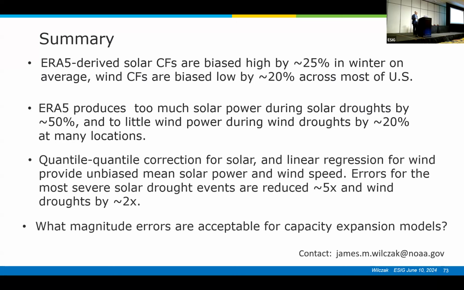And I'd like to end perhaps with just a question that I don't have the answer to, and that is: what magnitude errors would be acceptable for use in a capacity expansion model? When do we say that good enough is good enough? Obviously, these 50% errors of solar in one direction and 20% of wind in the opposite would be unacceptable. But how good do we have to get? I don't know. So I'll stop there. Thank you very much for your attention.